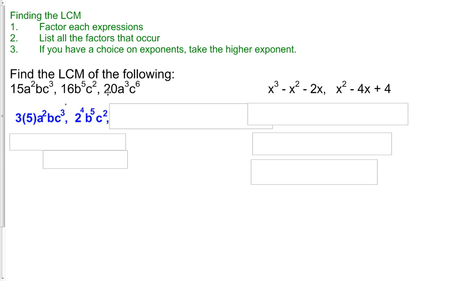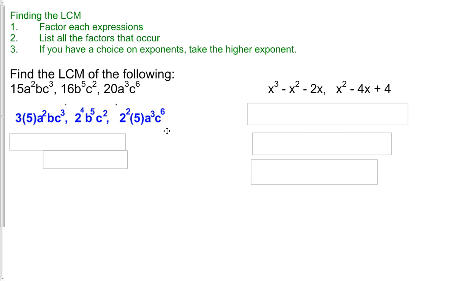And our third expression, we have a 20 out front. We know that 20 is 5 times 4, and 4 is 2 times 2. So we can write that as 5 times 2 squared. That's our 20, and then the rest of it is already factored, so a cubed c to the 6.